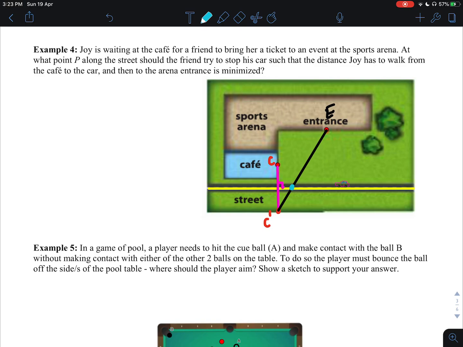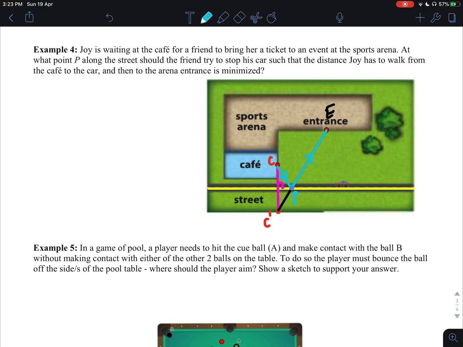And so the route that Joy would then walk would be from point C. Let me just redo that. So it's going to be from point C and then to point P and up to point E. So she's going C to P and then up to point E. Okay, and so essentially what we're after in this particular case, the question asked, find the coordinates of point P which allow Joy to minimize her distance. So that's what we're going to do.